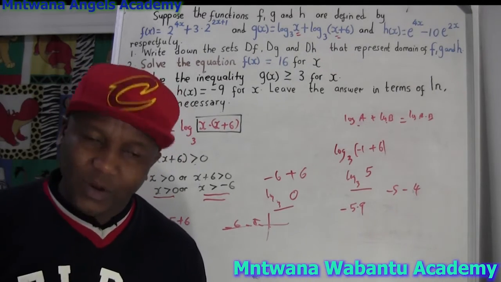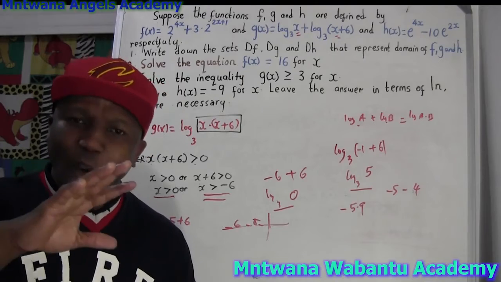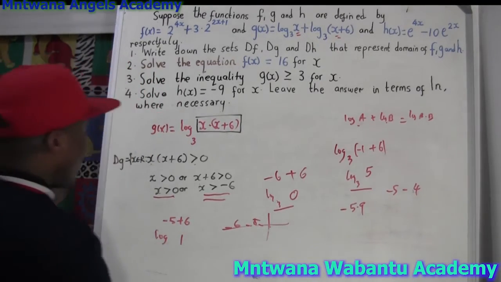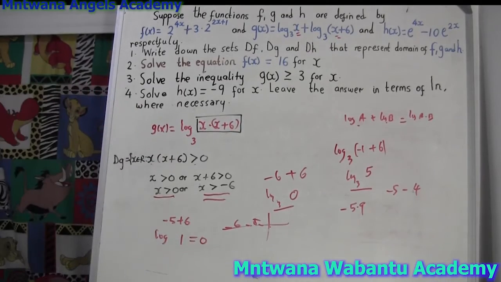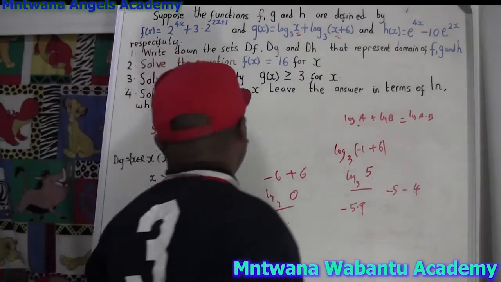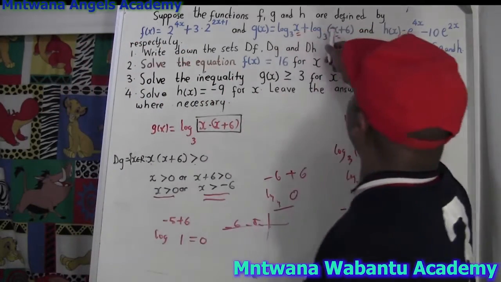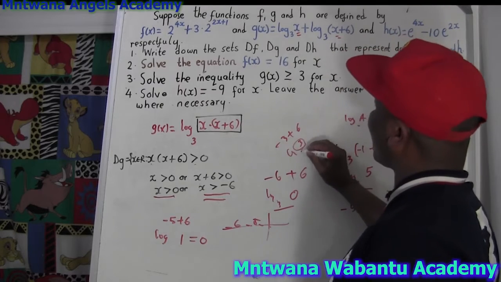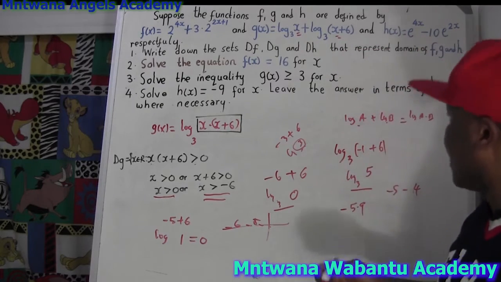Log of 1 equal to 0. Remember that? Okay? So log of 1 equal to 0. See, it does work. You know what I'm saying? So we see this is true because any number which is greater than -6 is going to work. Even if you put -3, look. -3 plus 6 is going to be 3. And log of 3 is possible because this is a positive number.